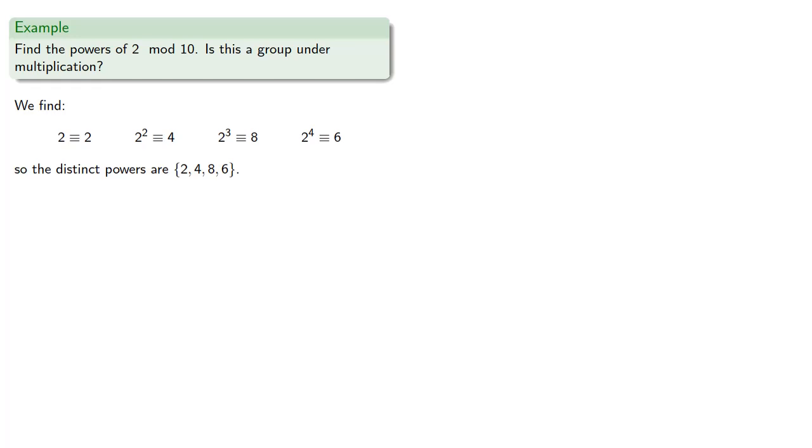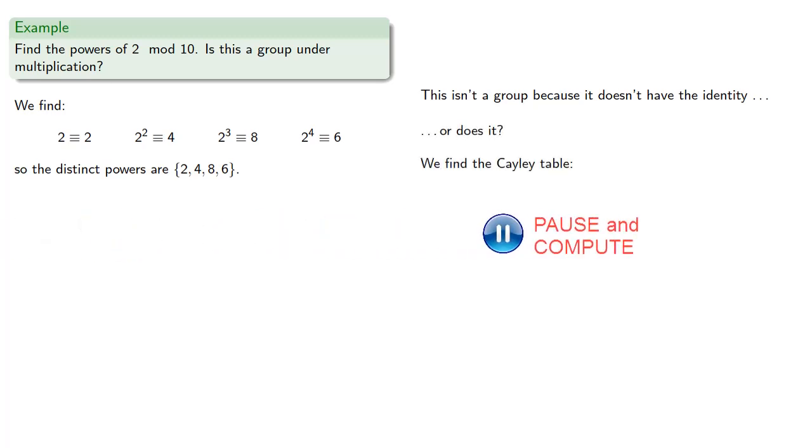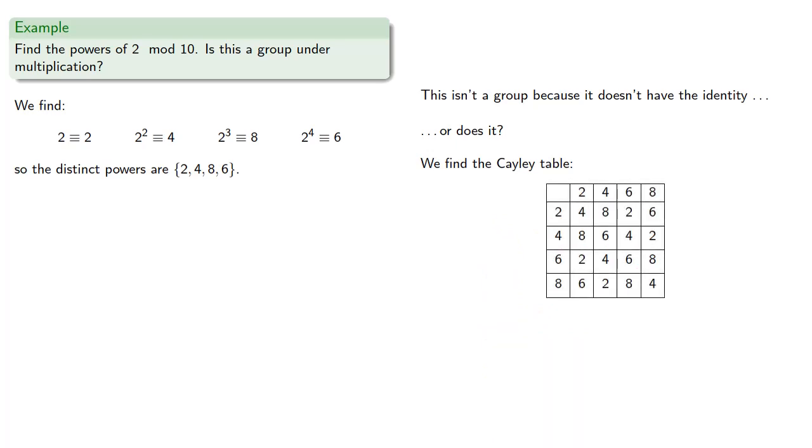And we look at our elements and say, well, this isn't a group because it doesn't have the identity. Or does it? Let's produce our Cayley table. So remember, the identity is going to be the element where, if we operate with it, we get what we started with. So we can look through our Cayley table and see if we have a copy of the table column headers, and we have one here, which means that 6 times something gives us what we started with. 6 times 2 is 2, 6 times 4 is 4, 6 times 6 is 6, and 6 times 8 is 8.